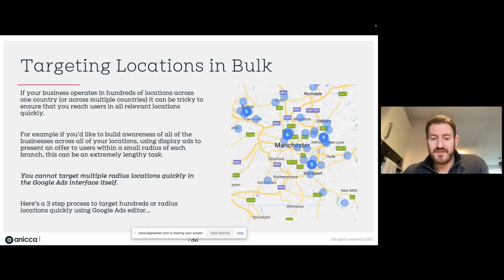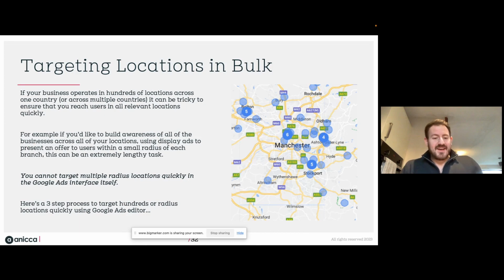For example, if you'd like to build awareness of all of the different businesses across all of your locations using a display ad to present an offer to users within a small radius of each branch, it can be a really lengthy task. The reason being, you cannot target multiple radius locations in any quick manner from within the Google Ads interface itself. You quite literally have to put each individual area, so let's say a particular postcode, in, then type in the location around the area that you'd like to target and add them one at a time. And if you're trying to target 400, 500 different locations, boy, does that get old really quickly.